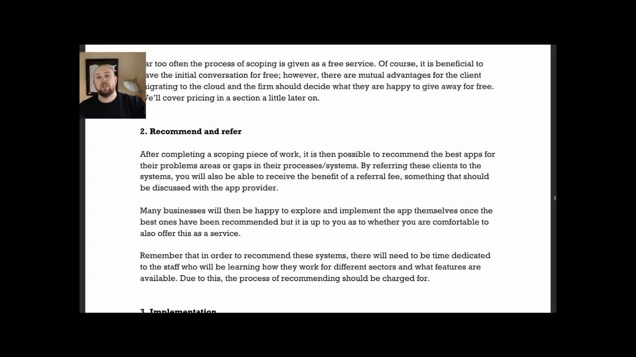So you've got an option there where you can recommend and refer some software. So I've been out to see you, Matt, and we got your list of mandatory requirements, and here's two or three options, solutions that you could utilize to fulfill those requirements. Okay, that's recommend and refer. People pay for that. You haven't got to do the implementation.